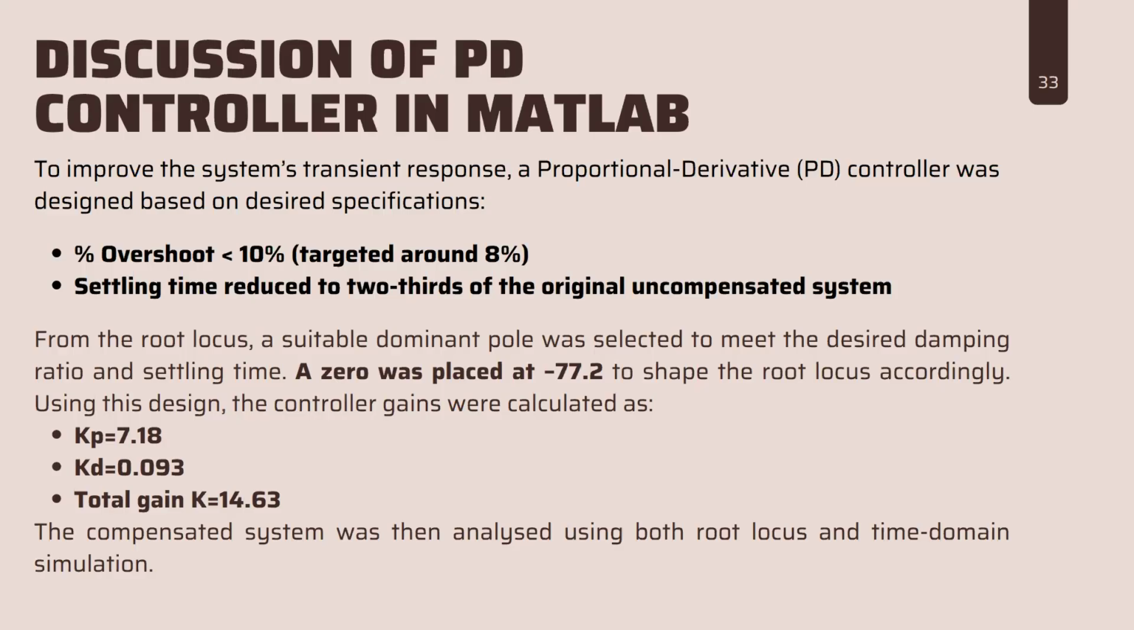So to improve the system transient response, the PD controller was designed where we assume that our overshoot percentage is around 8% and the settling time is reduced to 2/3 of the original uncompensated system. Okay, so the KP and KD are 7.18 and 0.093 respectively, and the total gain is 14.63. So next.